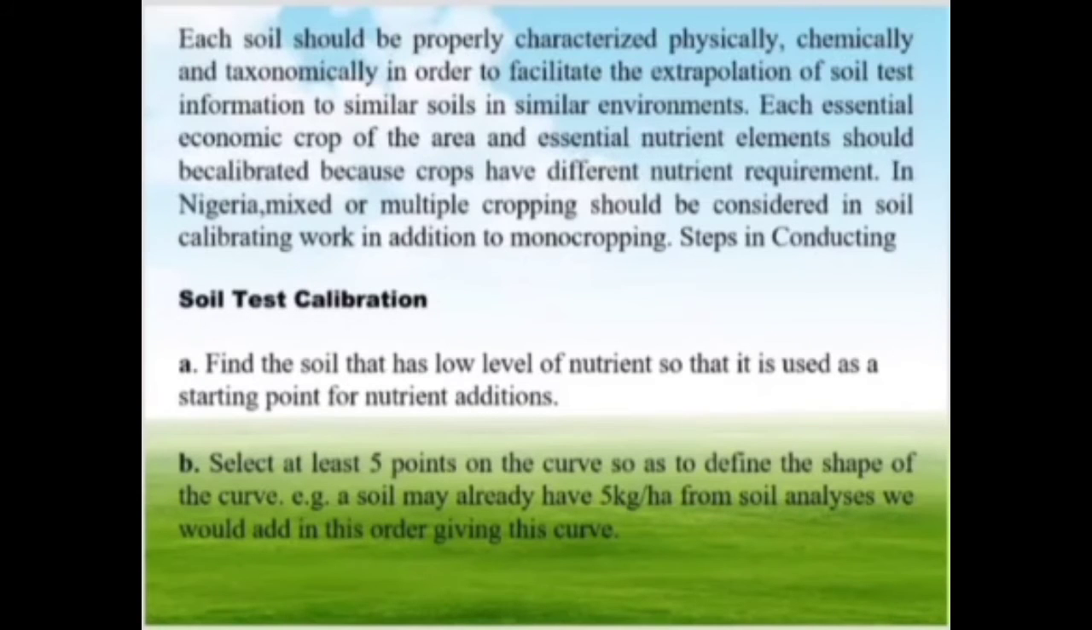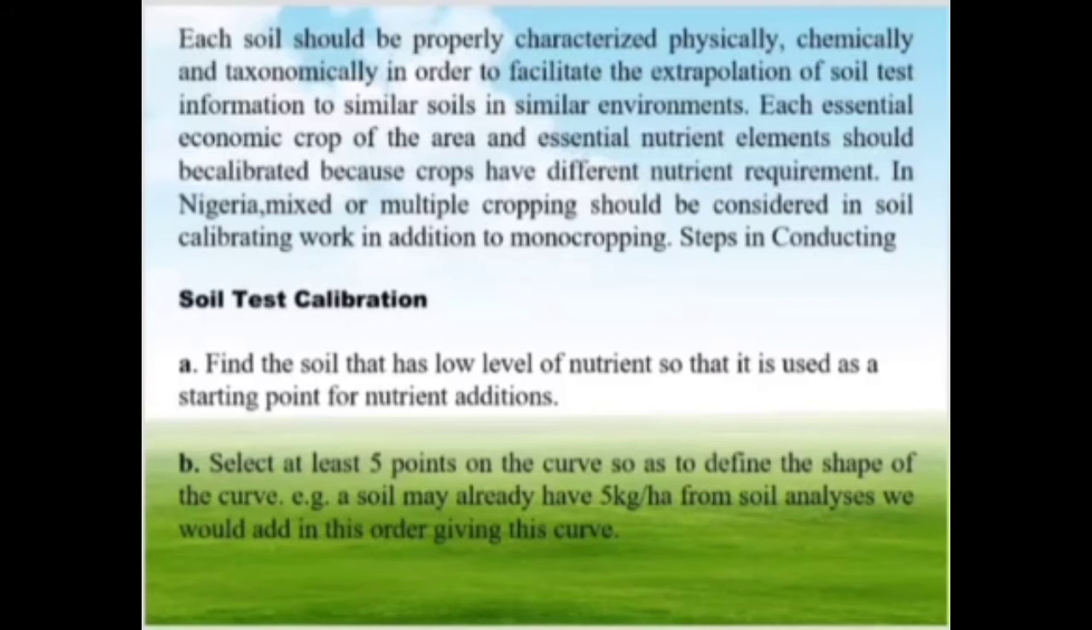Each soil should be properly characterized, physically, chemically, and taxonomically, in order to facilitate the extrapolation of soil test information to similar soil in similar environment. Each essential economic crop of the area and essential nutrient elements should be calibrated because crops have different nutrient requirements. In Nigeria, mixed or multiple cropping should be considered in soil calibrating works in addition to monocropping.